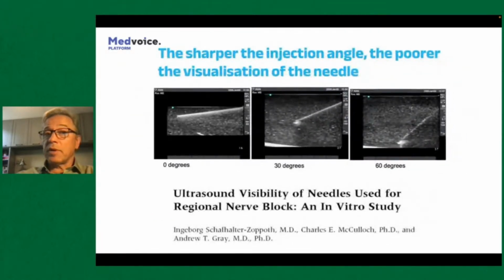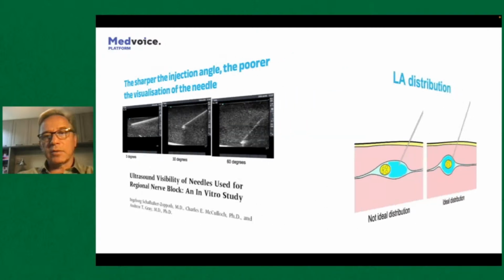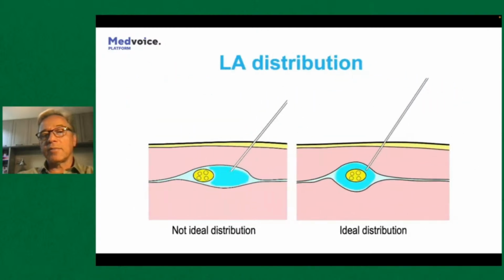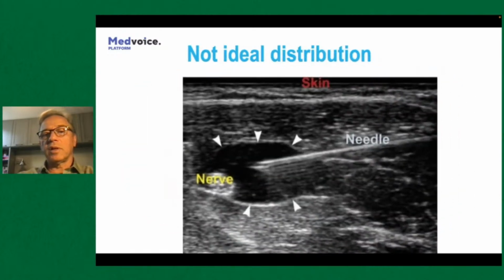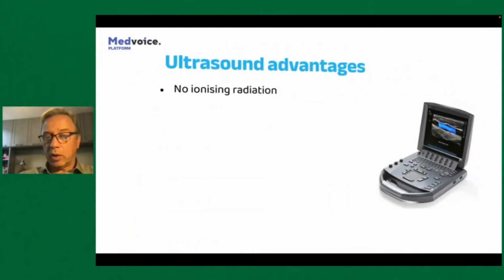Also remember that the sharper the injection angle, the poorer the visualization of the needle is. And this is at almost 0 degrees, 30 degrees, and 60 degrees. People have done studies on that, of course. And with local anesthetic, when you look at it, try to achieve ideal distribution around the nerve, not just on one side of the nerve. So although this may look good, it's not quite ideal. You want to go underneath this nerve and inject a little bit, so the nerve is all surrounded by local anesthetic. This is when your block is going to work nicely.